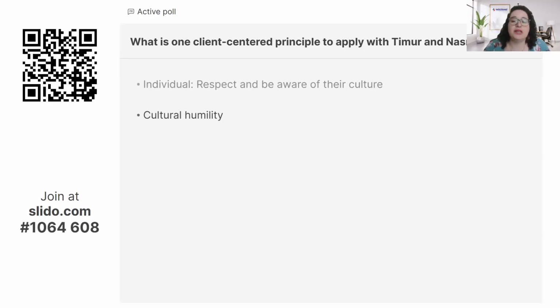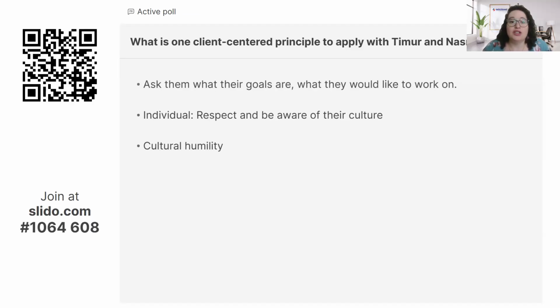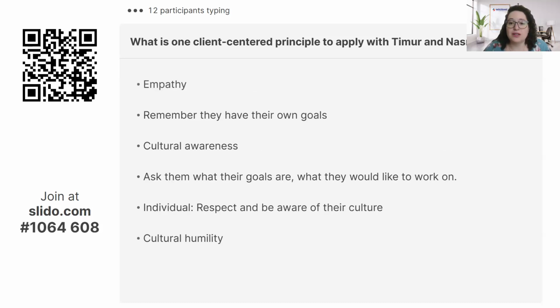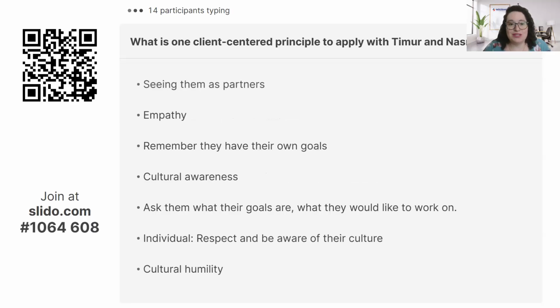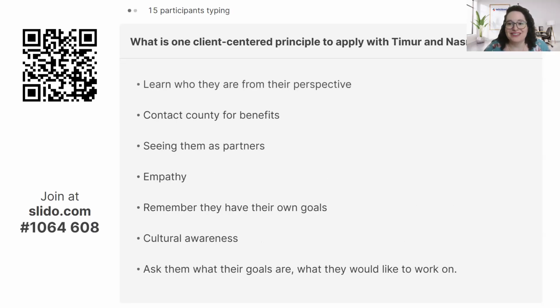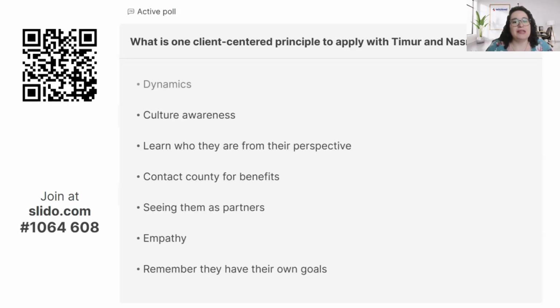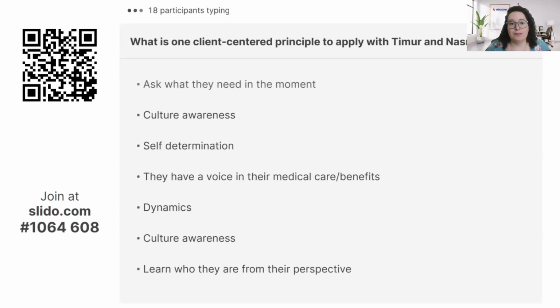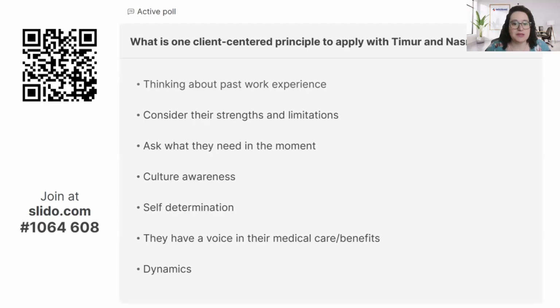Absolutely. Cultural humility. So responding to their culture, respect and be aware of their culture, but also think about who they are as individuals. Ask them what their goals are. What would they like to work on? Not assuming. Being aware of their culture, remembering they have their own goals. They're not just part of your case. Showing them empathy, seeing them as partners. Going to contact the county for benefits. Good. That's some of the action steps.